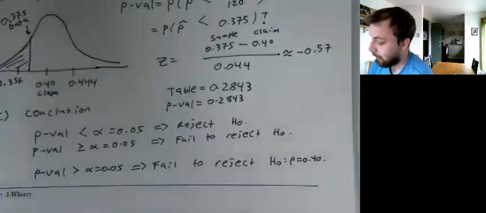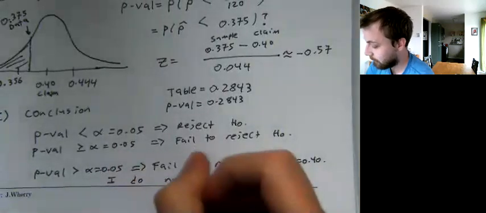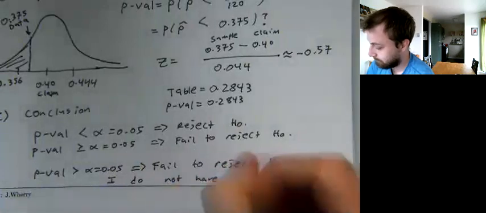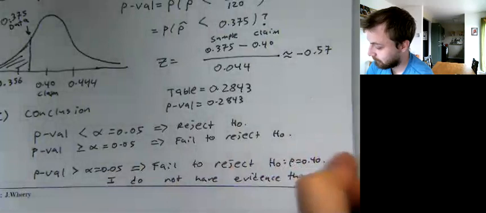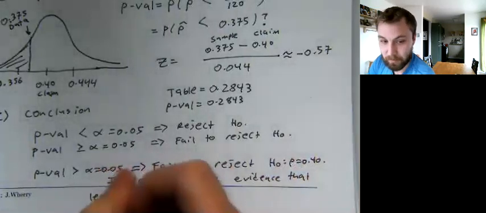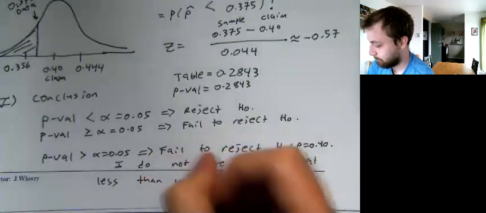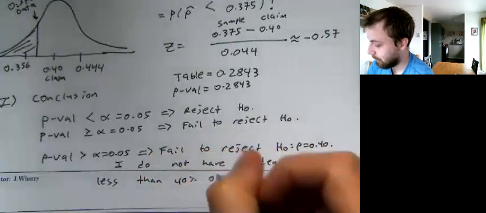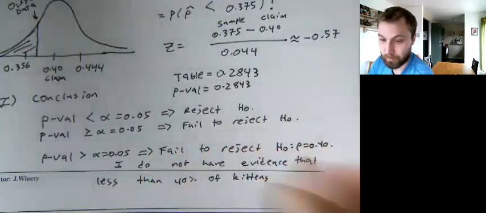And this means I don't have evidence of the alternative, so I do not have evidence that less than 40% of kittens are orange tabbies.